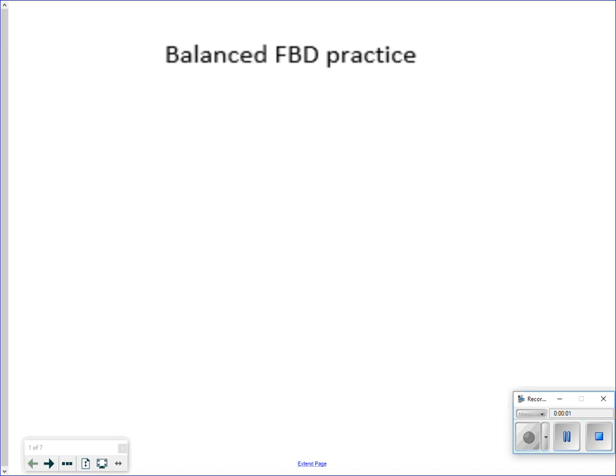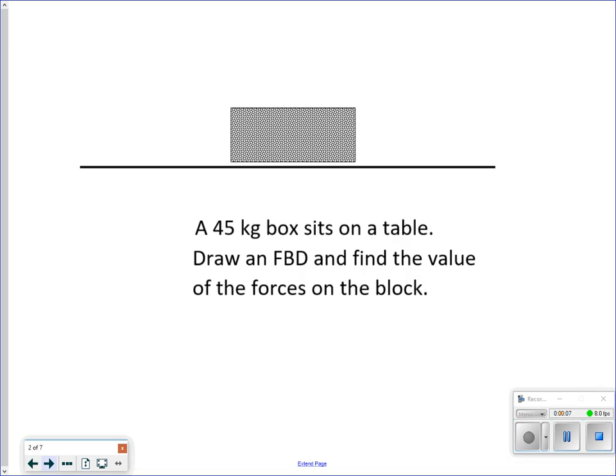Okay, let's get started on some numerical practice for balanced forces. So here's our first example. A 45 kilogram box sitting on a table. Draw a free body diagram. Find the value of the forces on the block.